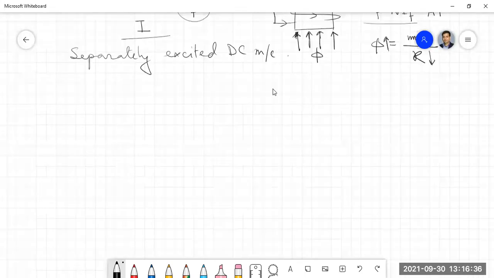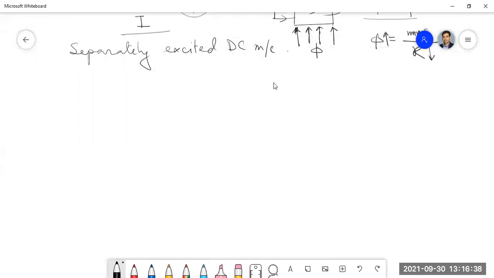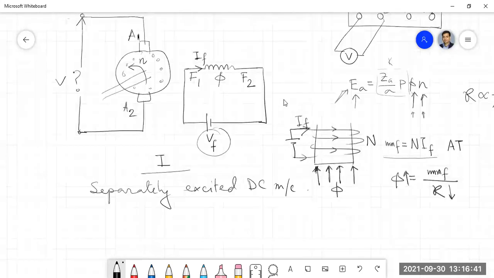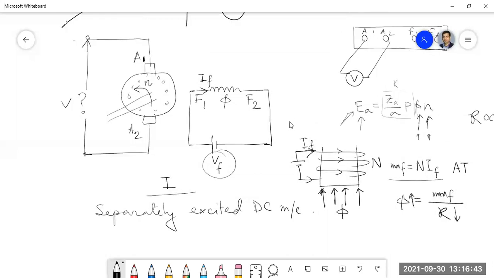Okay, now, the separately excited DC machine, what you were told before: we use a separate or extra voltage source to excite the field coil.